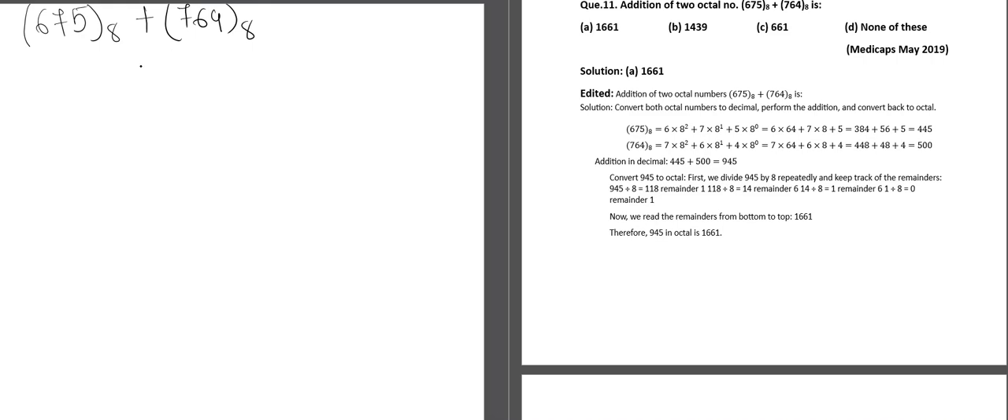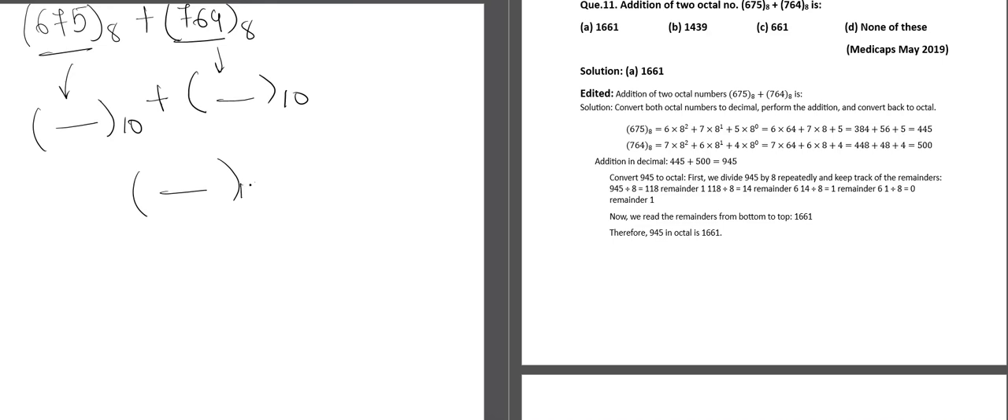For the sake of simplicity, we are converting these two octal numbers into decimal numbers. From 675 we will get some decimal number with a base of 10, and from 764 we will get some decimal number with a base of 10. Then we will add those two decimal numbers together because addition in decimal is quite simpler. Then we will get a resultant decimal number, and we will convert it into an octal number. Okay, so let's start with the solution.